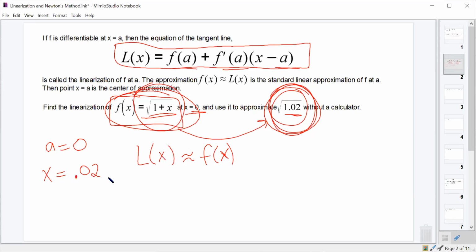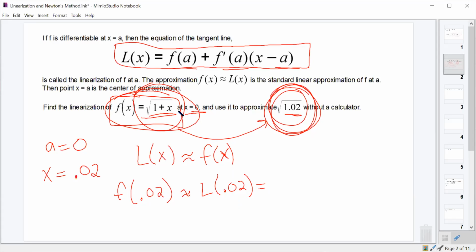So because that difference is such a small difference, we can use the linearization to approximate the function, because we can find it at 0. We're going to find it at 0, and then we're going to approximate it at x equals 0.02 because they're so close to each other. So what we'll do is we'll say f of 0.02 is approximately equal to L of 0.02. And so we'll then plug that in, and that should be f of a.